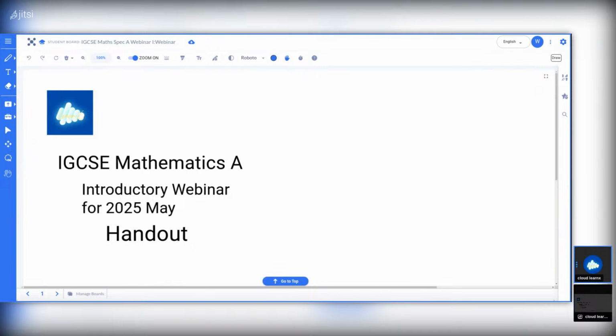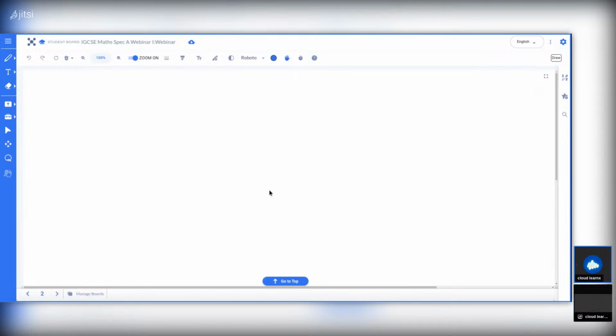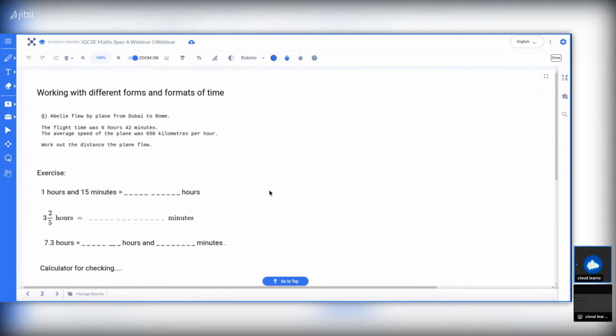Okay. So let me go to page 2, so that if you've got your handout, you can follow through as well. Right. So let's see.